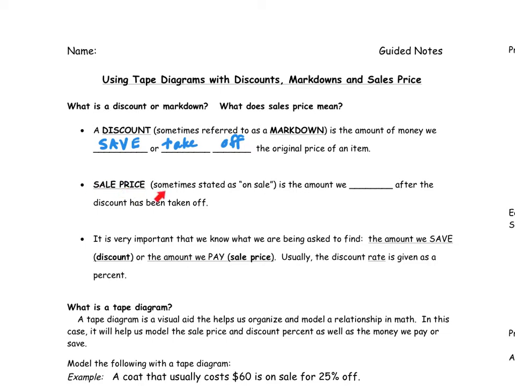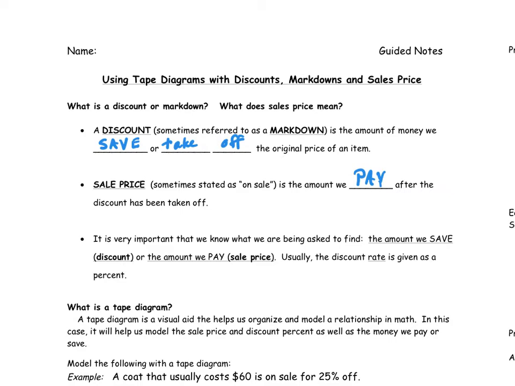Next, a sales price, or sale price, it should have an S in it. Sales price, sometimes stated as on sale, is the amount we pay. And it's the amount we pay after the discount has been taken off. It is very important that we know what we're being asked to find: the amount we save, which is stated as a discount, or the amount we pay, which is the sales price. Usually the discount rate is given as a percent, and that's where our calculations are going to come in. They're going to be given to us as a percent, yet we need to know what that is in money.